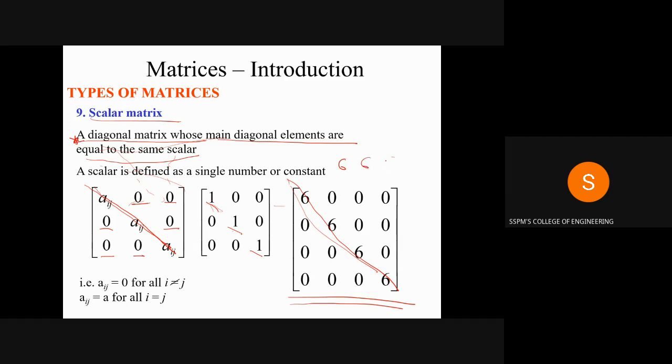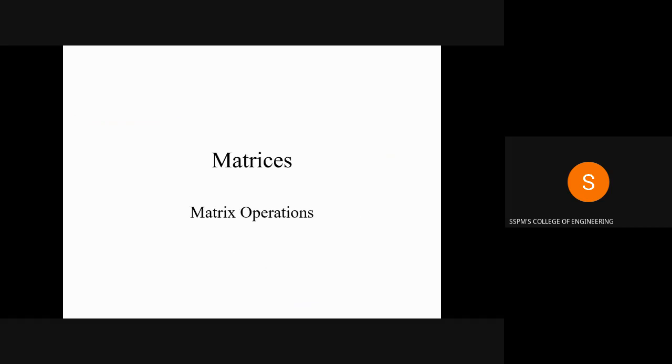Diagonal entries are 6, 6, 6, and 6. Therefore all the entries are the same, so we can say that this matrix is a scalar matrix. What is a diagonal matrix? In a diagonal matrix, the diagonal entries should be non-zero, but in a scalar matrix all these entries should be equal. If all entries are equal, then it is called a scalar matrix.